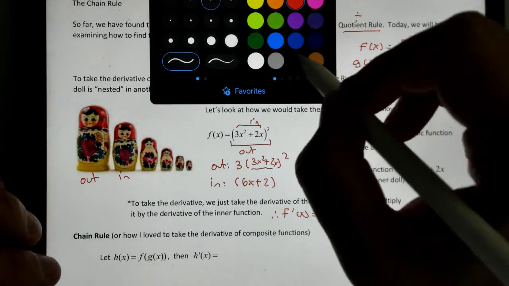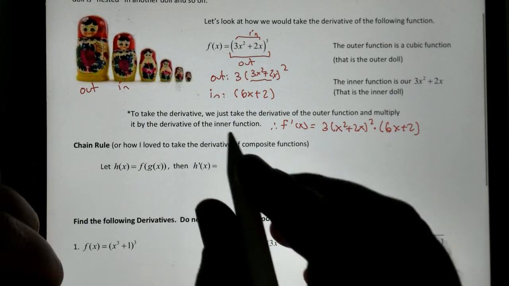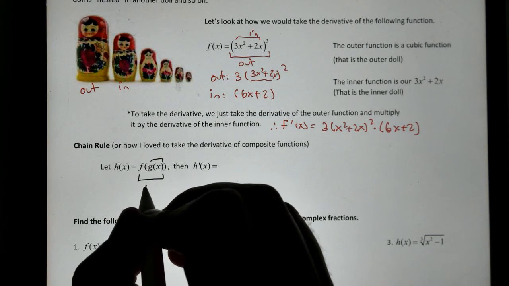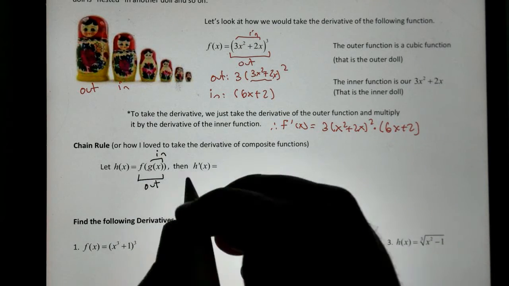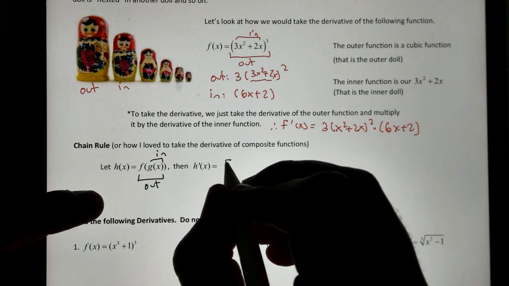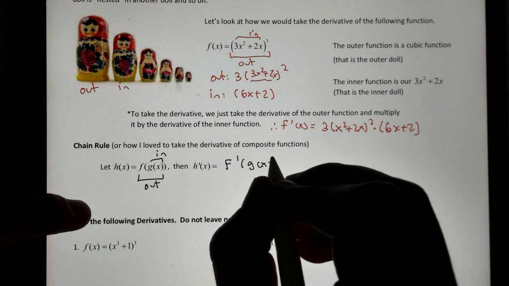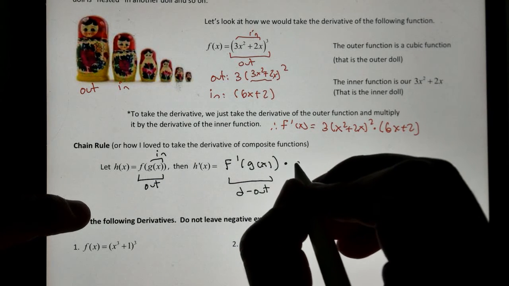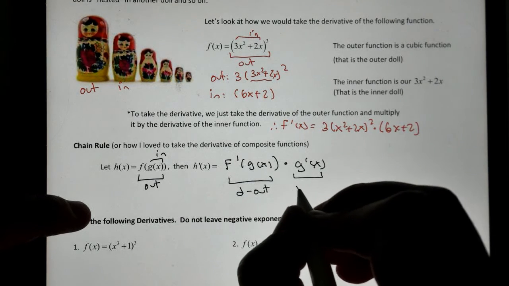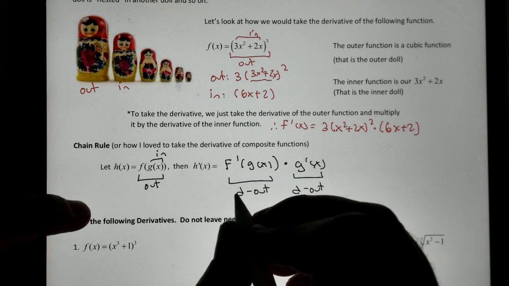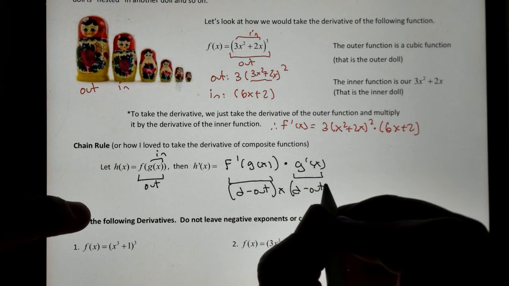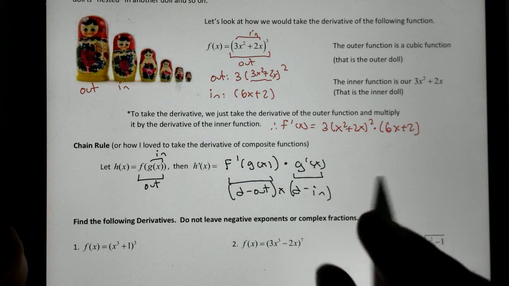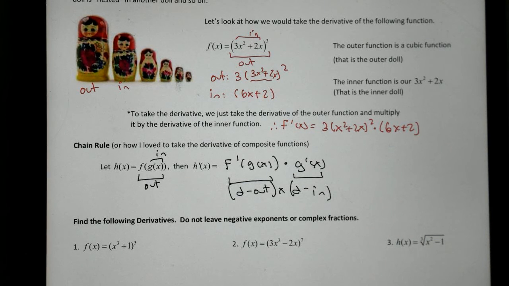So here's our rule for today. Chain rule, or how I love to take the derivative of composite functions. If we have a composite function, f of x and g of x, where we have an outside function and an inside function, our derivative is just the following. We're going to take the derivative of the outside, but remember, just like the nesting doll, we're going to leave the inside alone. Then we multiply that by the derivative of the inside. So we can say this is just d out, the derivative of the outside, times the derivative of the inside, d in. Very easy rule. Most students really like this rule. It's pretty easy to work with.